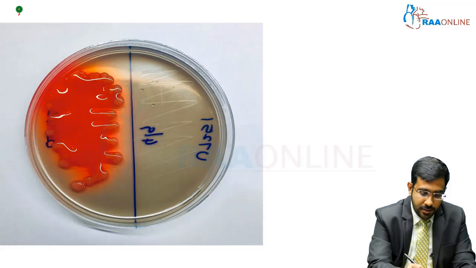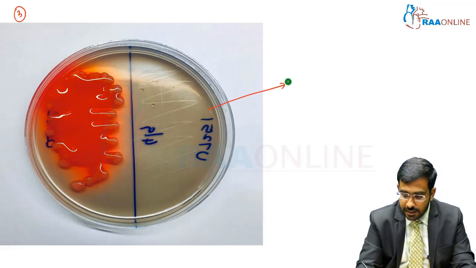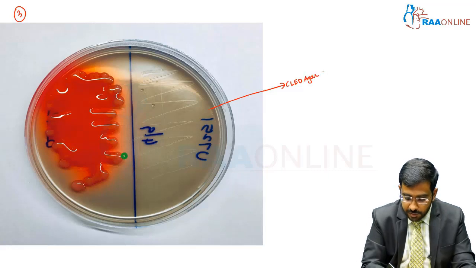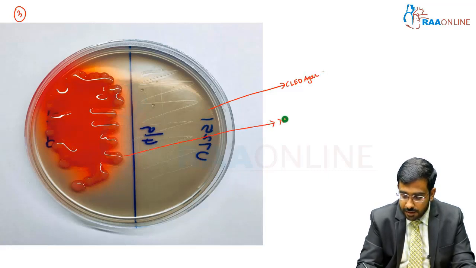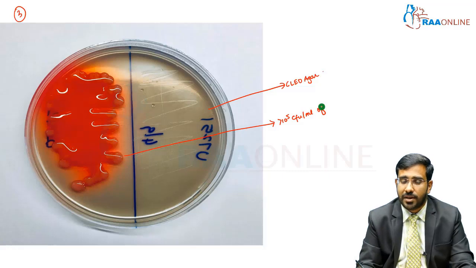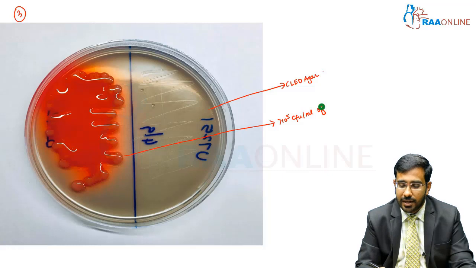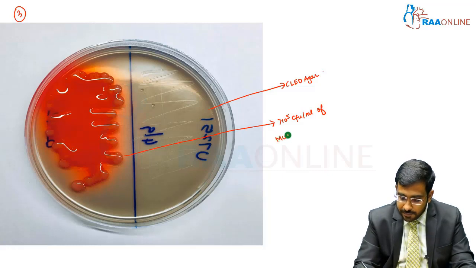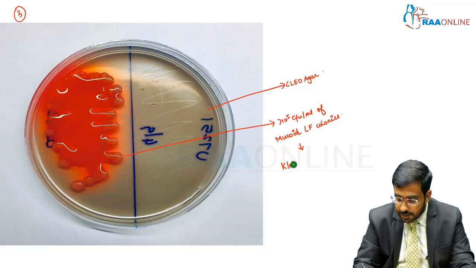Now we are going to the third. Again, you are able to see CLED agar, with more than 10 to the 5 colony forming units per ml. Is it going to be lactose fermenting or non-lactose fermenting? Are you guys able to answer this particular question? Very good, it's going to be a mucoid lactose fermenting colony. An example for a mucoid lactose fermenting colony is Klebsiella species.